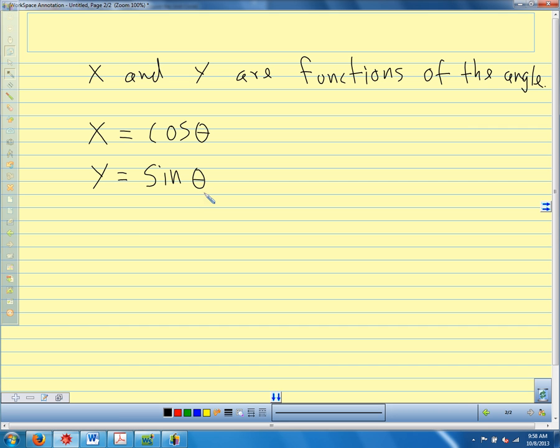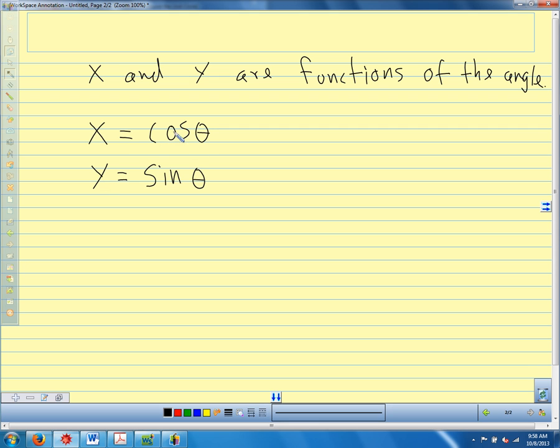So for the unit circle, this is really the big idea. On the unit circle, the x-coordinate of that point on the unit circle is given by the cosine of the angle. The y-coordinate is given by the sine of the angle. So anywhere on the unit circle, if we know the coordinates of the point, we know the cosine and the sine of the angle, because the cosine is the x-coordinate, the sine is the y-coordinate.